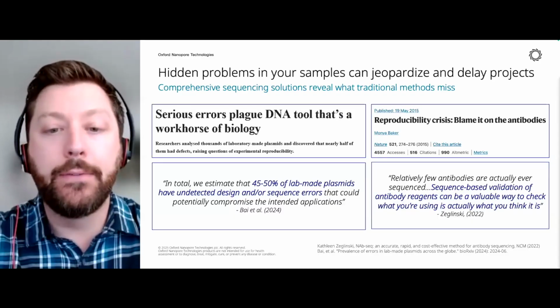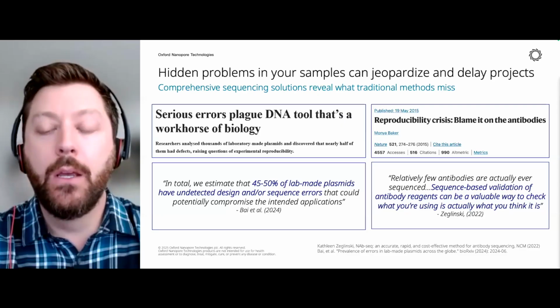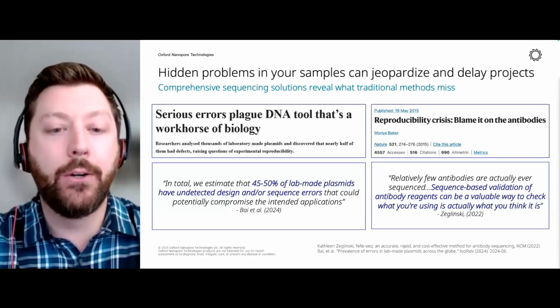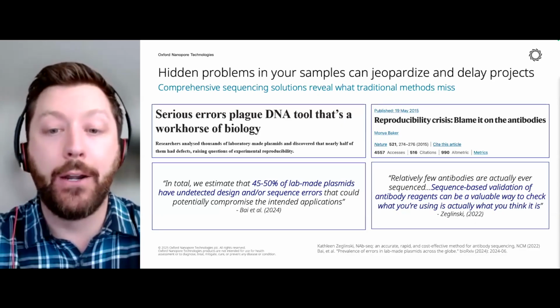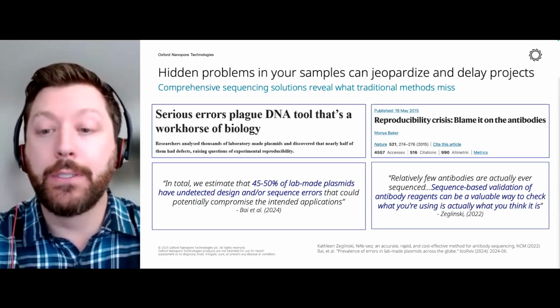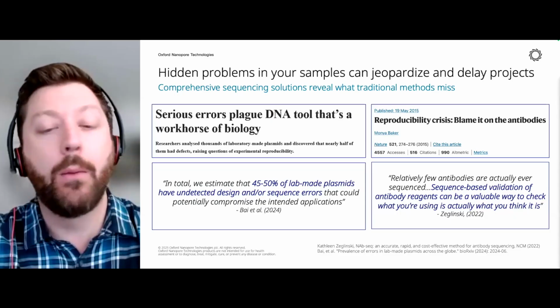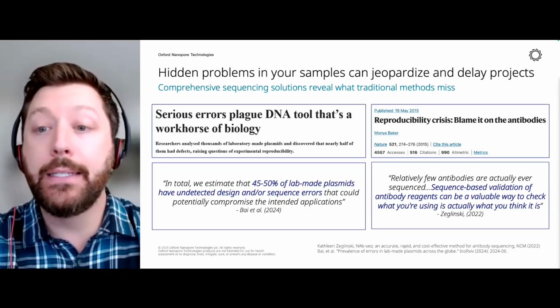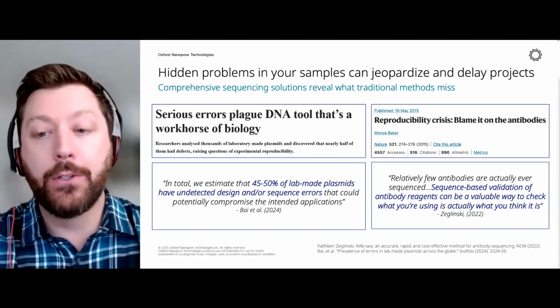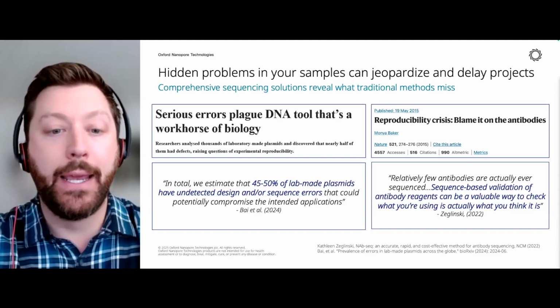The need for comprehensive sequencing isn't just theoretical. When it comes to high-value biological materials, what you're missing can truly matter. Hidden errors in samples can jeopardize entire projects, compromise reproducibility, and delay time to market, often without users even knowing they're there until it's too late.